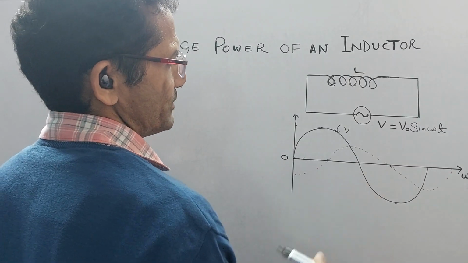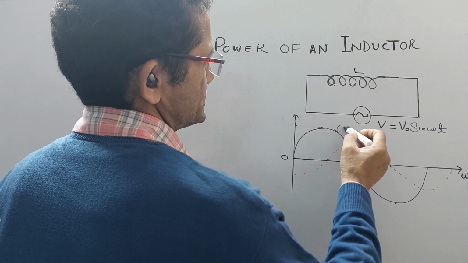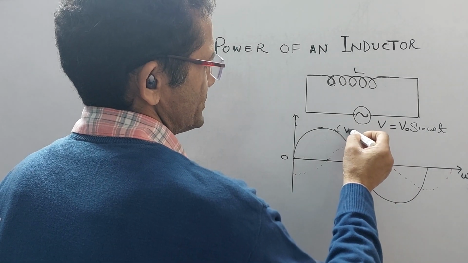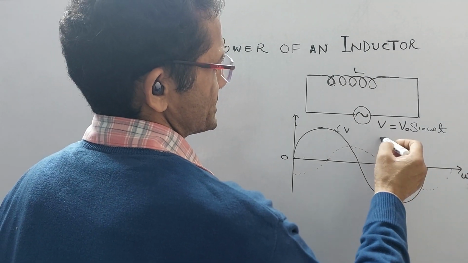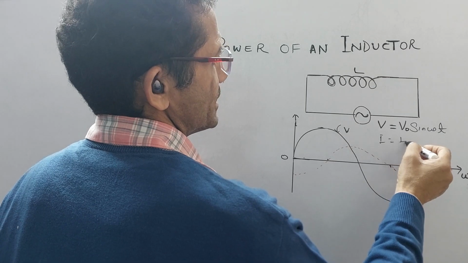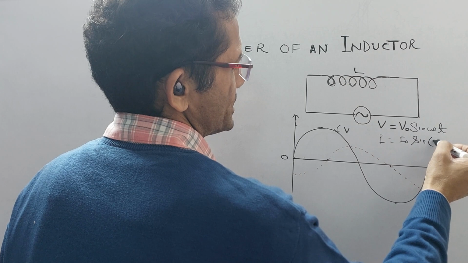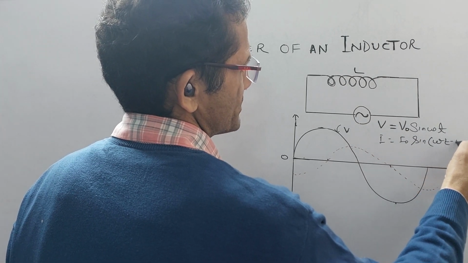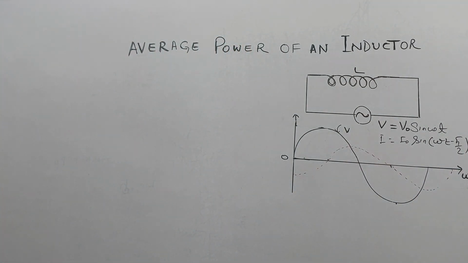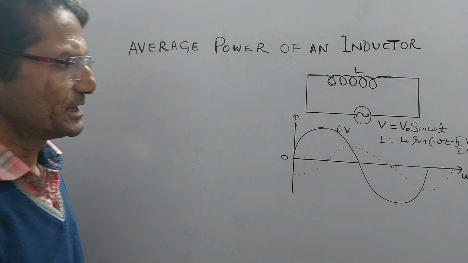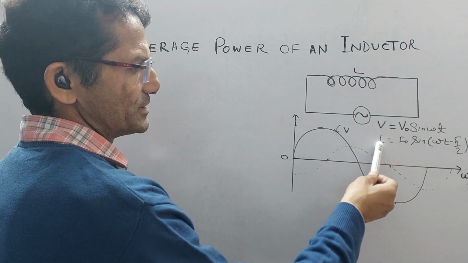Okay. Now we also know that voltage and current are in different phases. So voltage has phase angle omega t and current has the phase I is equal to I naught sine omega t minus pi by 2. So the phase difference between voltage and current is 90 degrees. It means that voltage is ahead of the current by an angle of pi by 2.